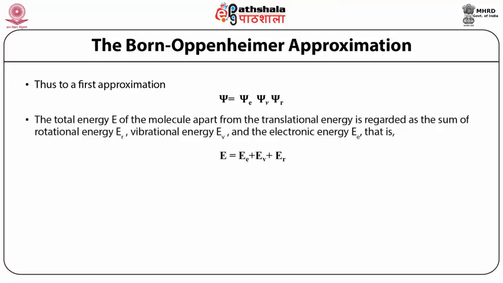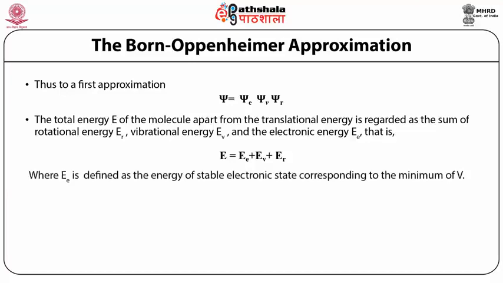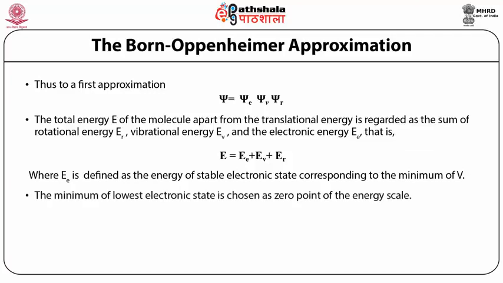The total energy E of the molecule apart from the translational energy is regarded as the sum of rotational energy Er, vibrational energy Ev, and the electronic energy Ee. That is, E is equal to Ee plus Ev plus Er, where Ee is defined as the energy of the stable electronic state corresponding to the minimum of V. The minimum of lowest electronic state is chosen as zero point of the energy scale. This choice differs from atom to atom.